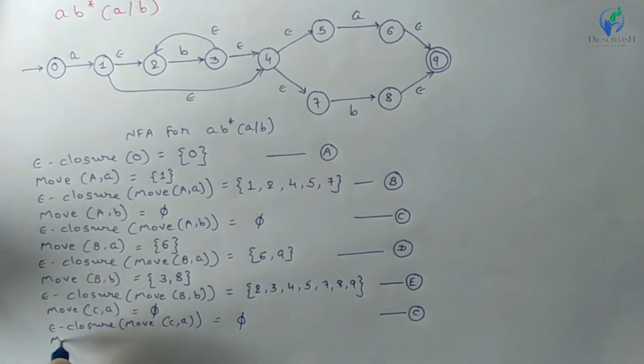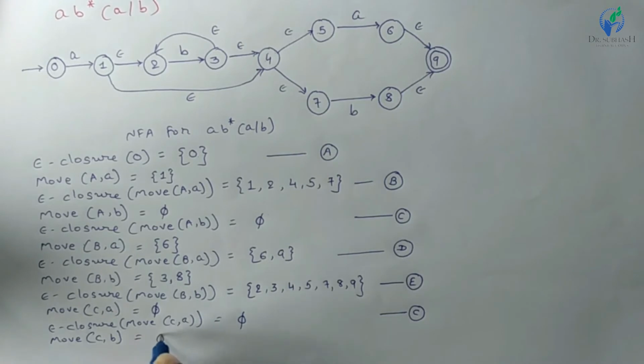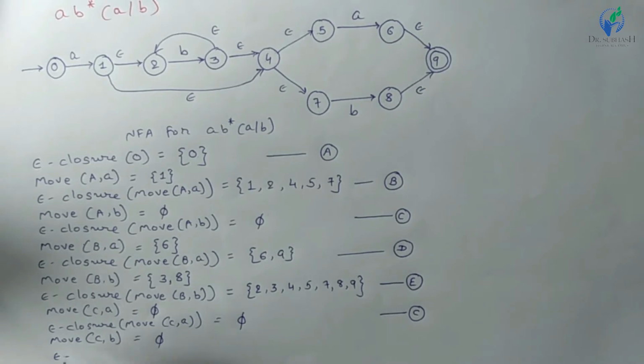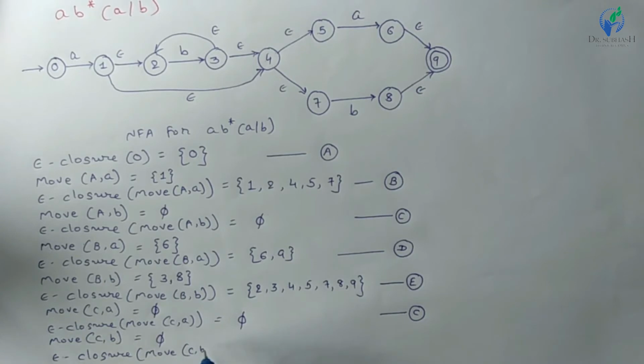Next find move C to B. It's also 5. So next, epsilon closure of move C to B is equal to 5, which is C.